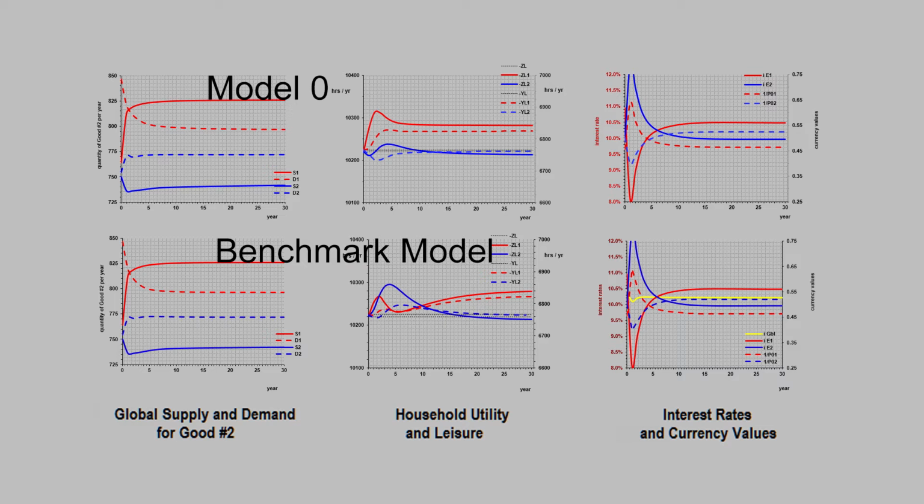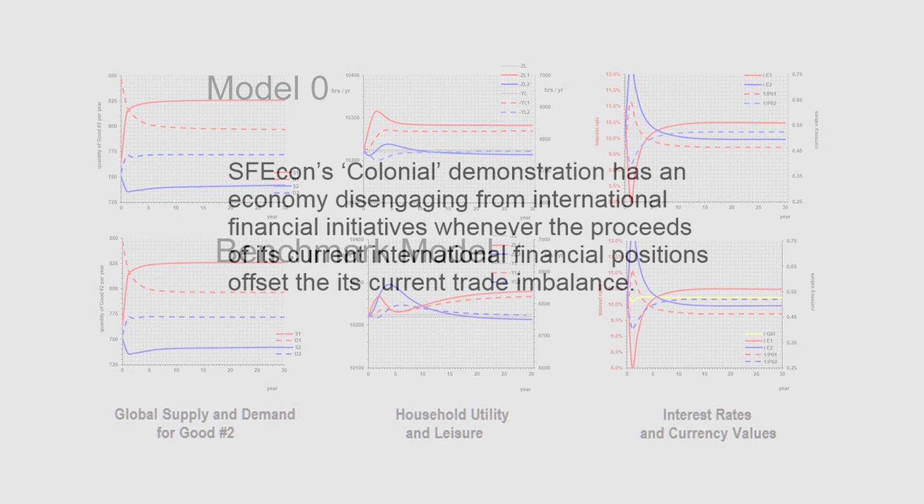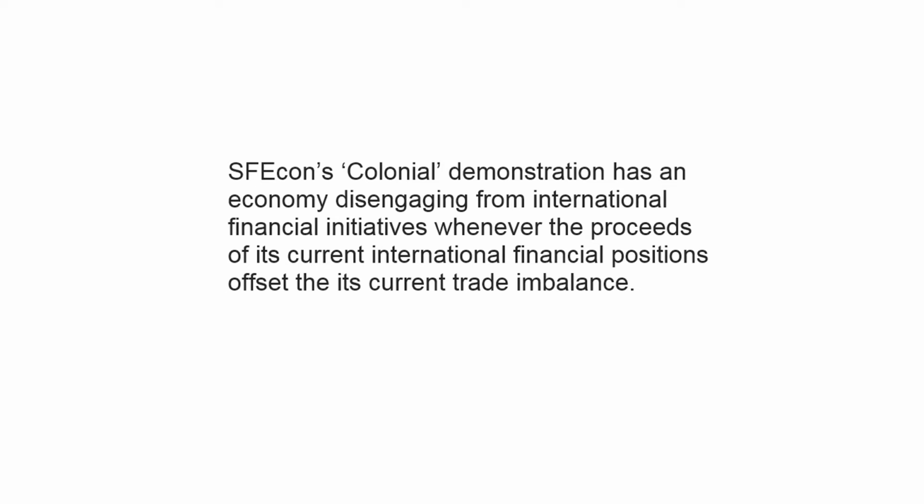Where the benchmark model has an economy making use of international finance only insofar as it has a trade imbalance, the models introduced for this video will use international finance to perpetuate trade imbalances indefinitely, even after the transient patterns of adjustment have subsided, and the initial stimulus has been entirely and forever absorbed by the system. The first of these demonstrations has an economy neutralizing its international financial initiatives when proceeds from its current international financial positions offset its current trade balance.